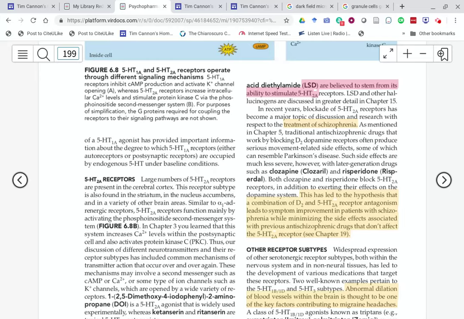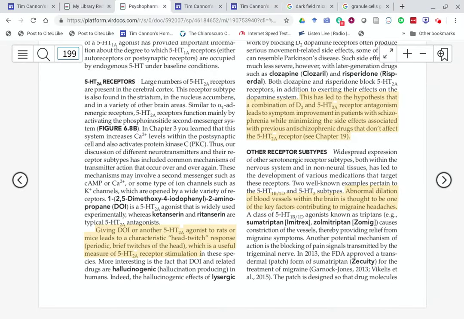Clozaril and Risperdal, because they don't just do dopamine receptors, they do 5-HT2As. This has led to the hypothesis that the combination of D2 and 5-HT2A receptor antagonism leads to symptom improvement in patients with schizophrenia while minimizing side effects, which is a very good thing. Schizophrenics do not like taking traditional antipsychotic drugs. They are no fun. Nobody abuses those.